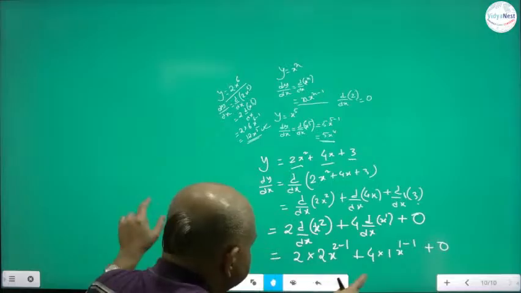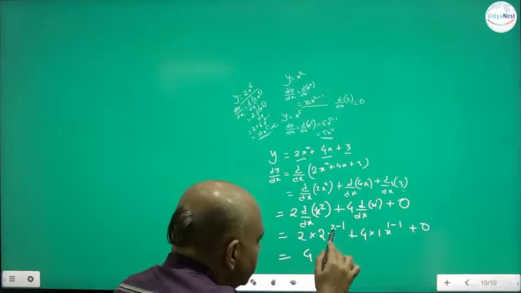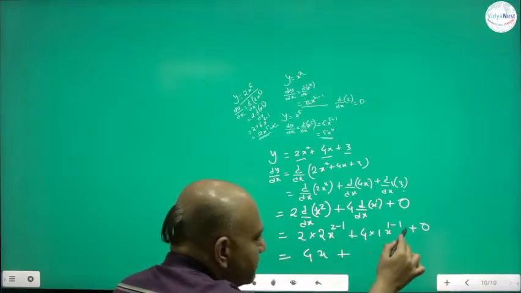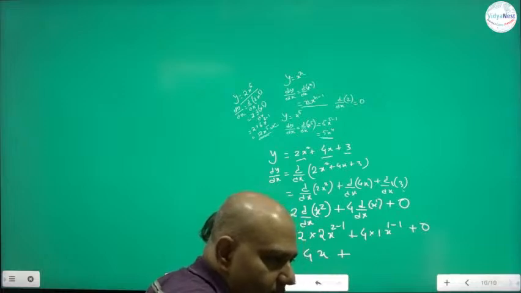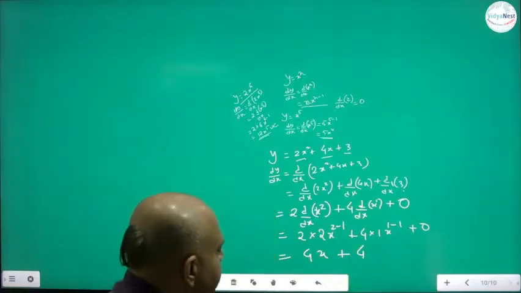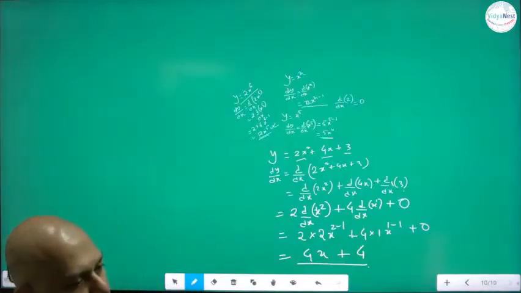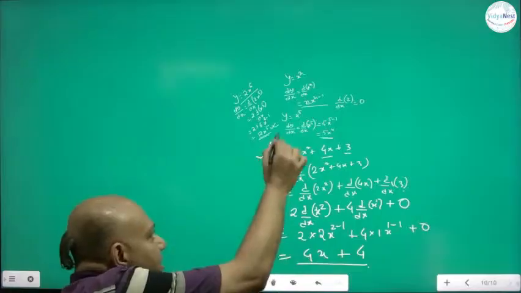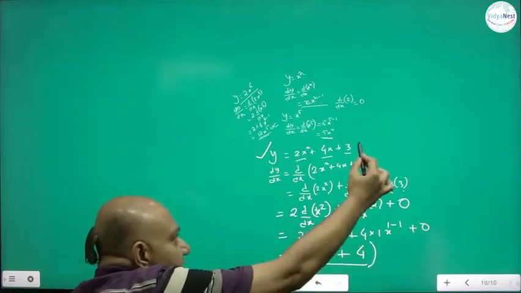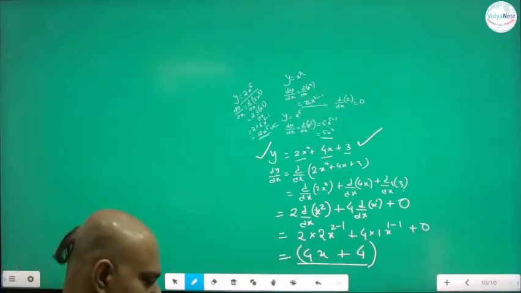So 2 into 2 minus 1 means x, plus x to the power 0, and x to the power 0 means 1. This is the result: 4x plus 4. If I differentiate y, I am going to get this much when y has this value. Is it clear or not clear? Tell me. Clear? Very good.